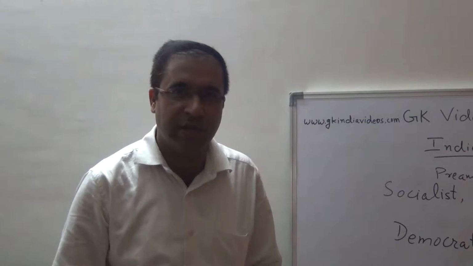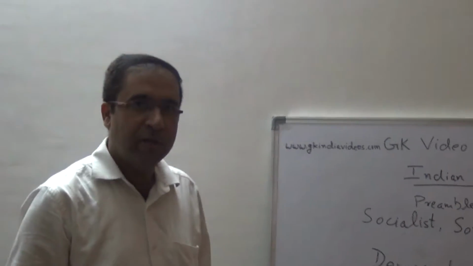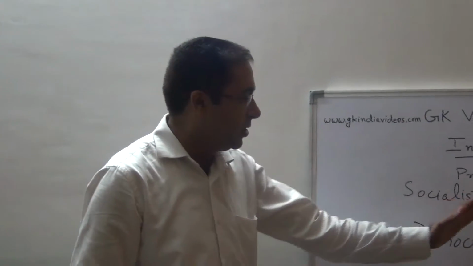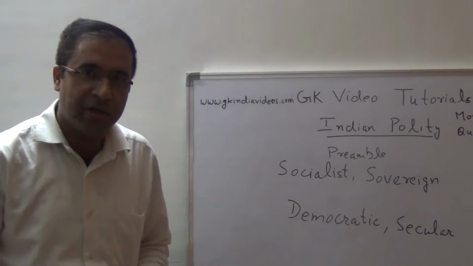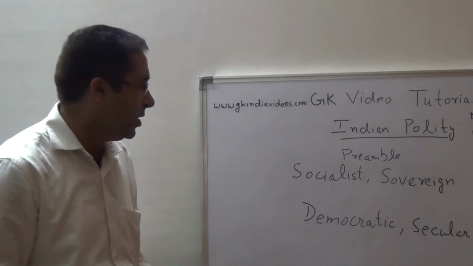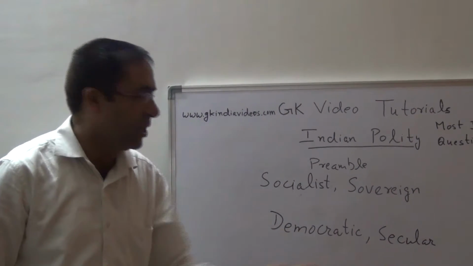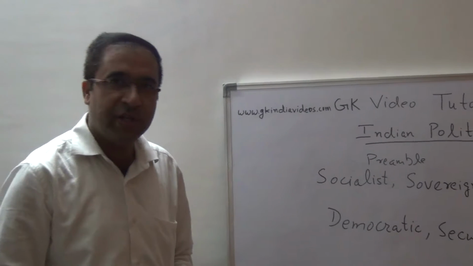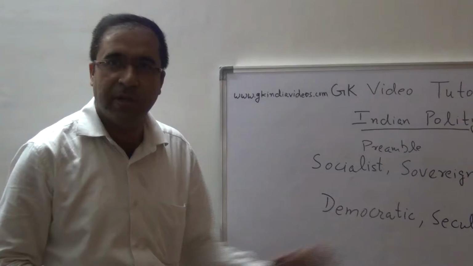So let's start our lecture. First, let's talk about the Preamble of the Indian Constitution. There are 4 words given in the first paragraph of the Preamble of the Indian Constitution. These 4 words are socialist, sovereign, democratic and secular. Now the question is, what is the correct order or sequence of these 4 words in the preamble?